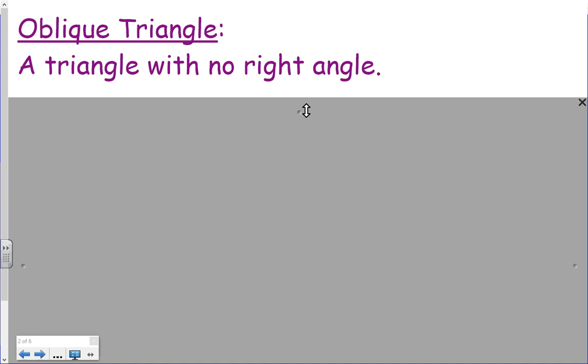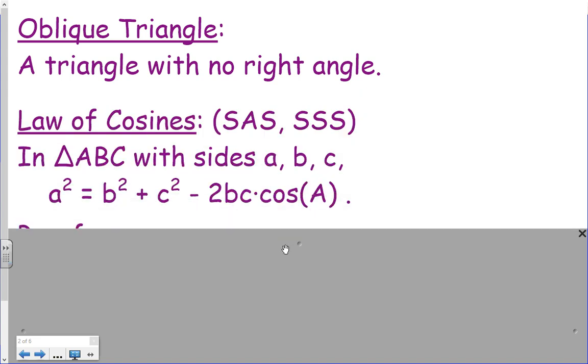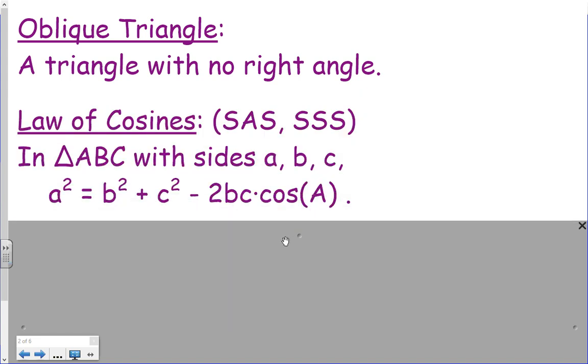So what exactly is the law of cosines? Well, here is the law of cosines. The law of cosines states the following. And we use this for two scenarios, as the objective indicated: given side angle side or side side side, which is what those abbreviations mean.